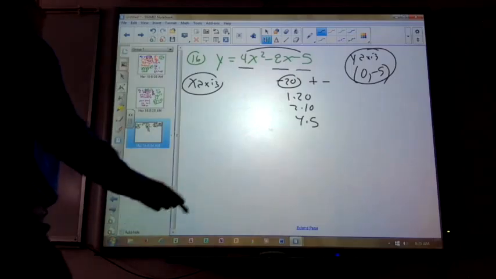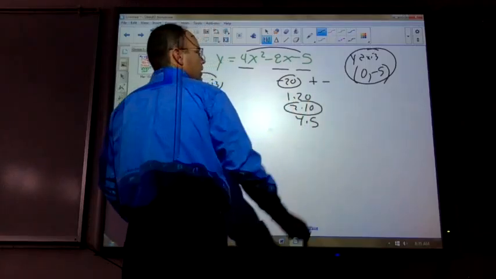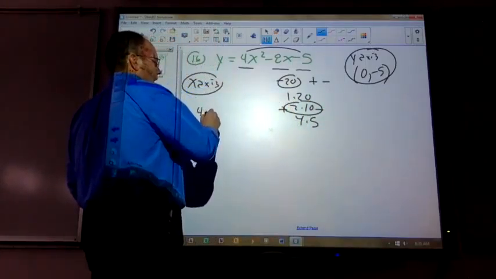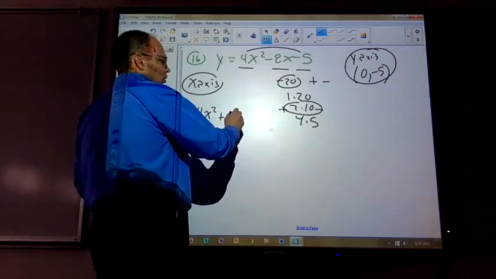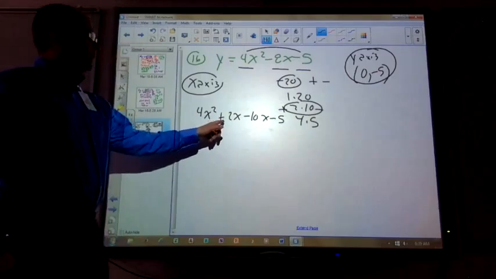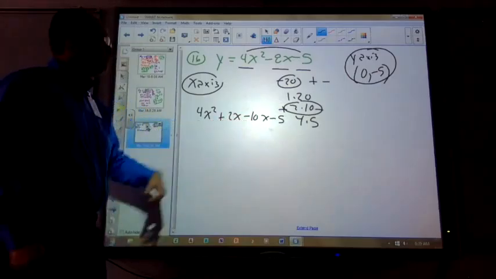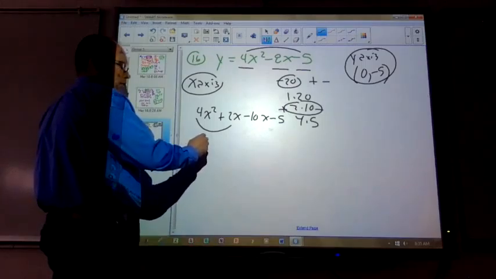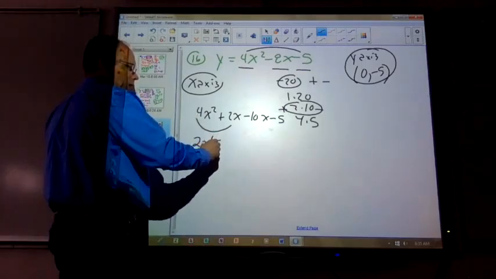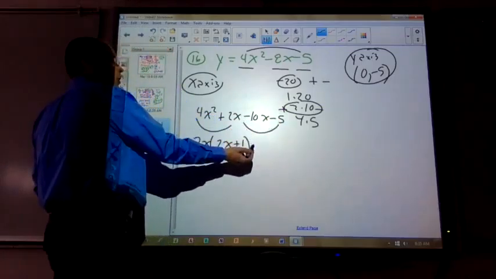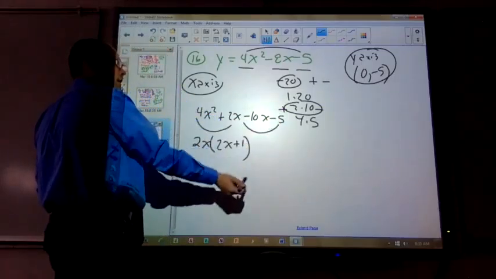2 and 10? Which one's negative? There you go, negative 10, positive 2. So we can go 4x squared plus 2x minus 10x minus 5. Could I add minus 10x here and plus 2x here? Yep. All right, what do I have in common between those two? 4x, 2x. Good. So that gives me 2x plus 1. What do I factor in this case?